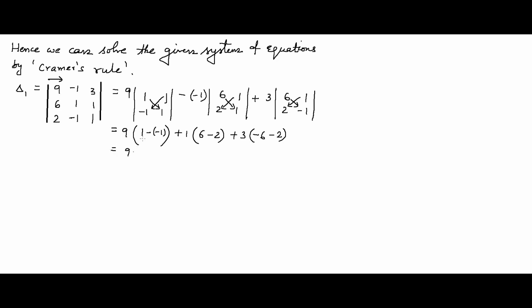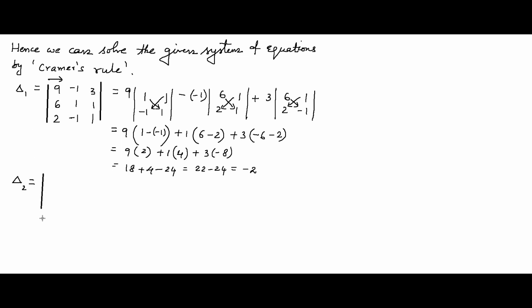So 9 into 1 minus of minus 1 will become 1 plus 1, 2. 6 minus 2 is 4. 3 into minus 8. So we have 9 into 2, 18, plus 4, minus 24. That is 22 minus 24, which equals minus 2. Then the second determinant we need to find is delta 2.